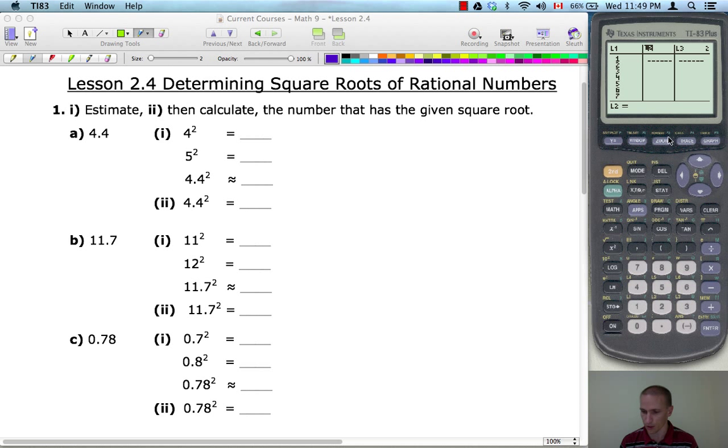So actually I'm going to go up into L2 here, and I'm going to make a formula so it's going to calculate this entire column here as the square of each number in the column to the left. So I'm just going to indicate that that's L1 squared, and now it's going to do all of my perfect squares, starting with 1. And these ones are good for you to know.